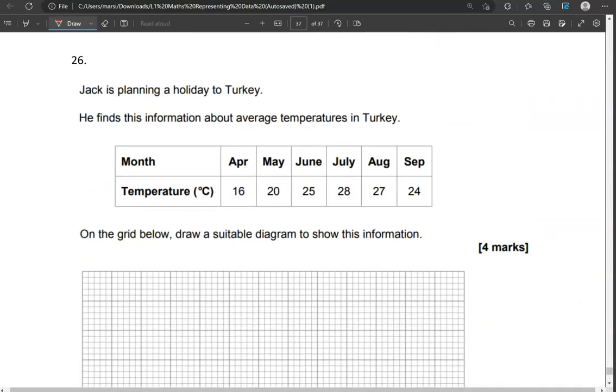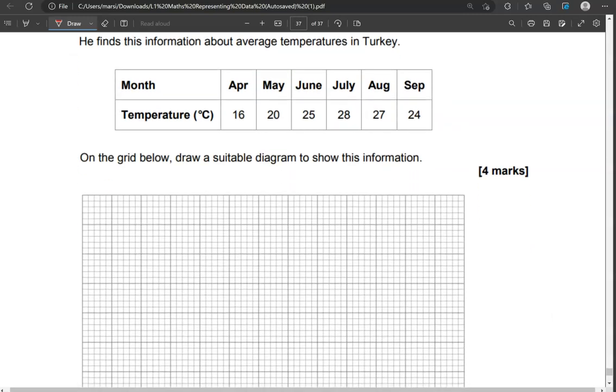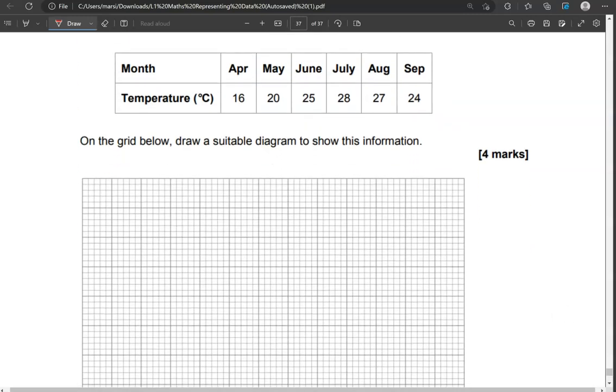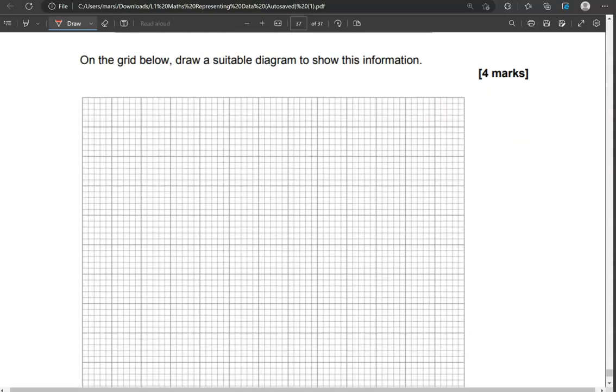Jack is planning a holiday to Turkey. He finds this information about average temperatures in Turkey. On the grid below, draw a suitable diagram to show this information. Again, we've got temperatures over time, so anything over time you can show using a line graph as well as a bar chart. So I'm going to stick to a line graph. So we've got the months which we're going to show horizontally from April to September.